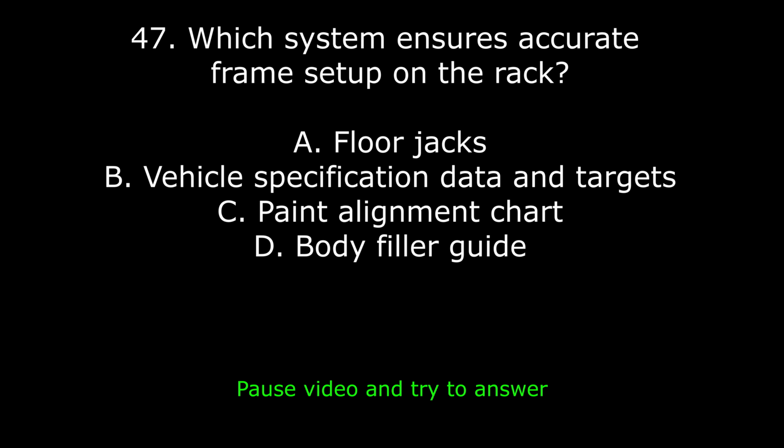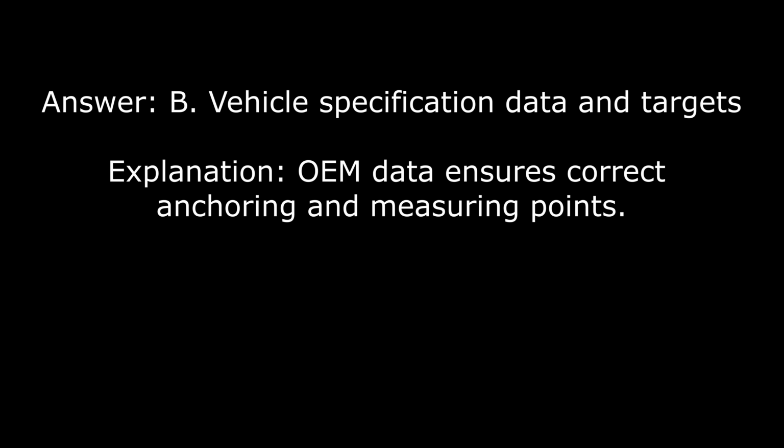47. Which system ensures accurate frame setup on the rack? A. Floor jacks. B. Vehicle specification data and targets. C. Paint alignment chart. Or D. Body filler guide. Answer: B. Vehicle specification data and targets. Explanation: OEM data ensures correct anchoring and measuring points.